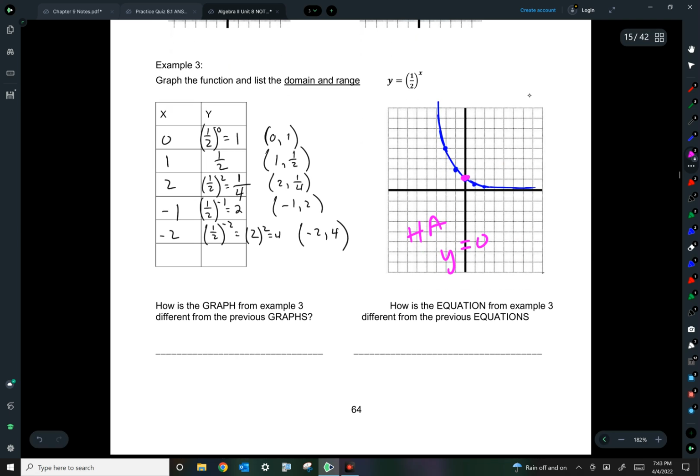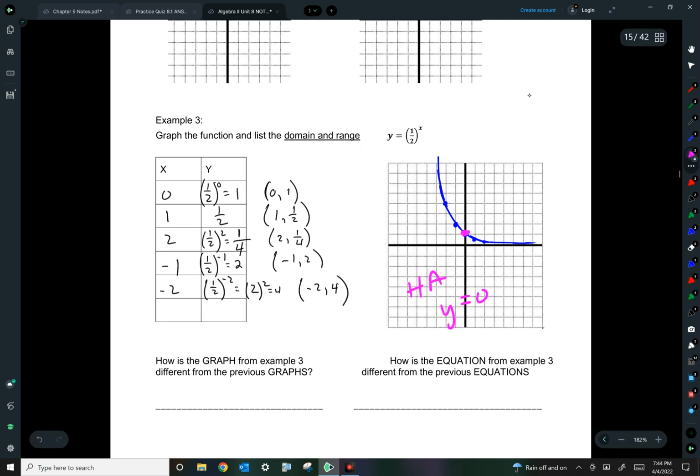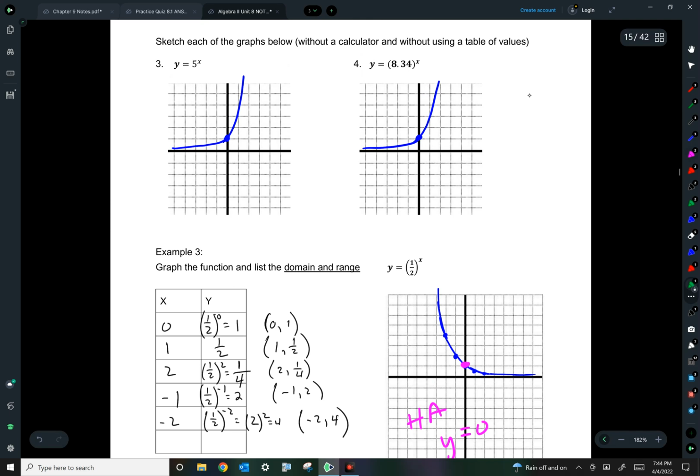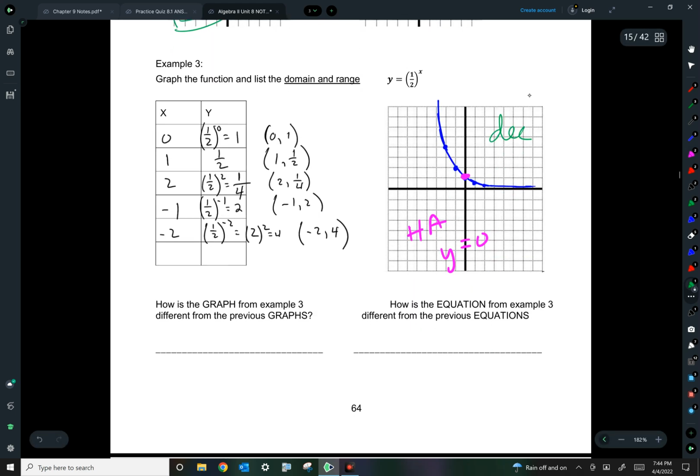Okay, so how is the graph from example 3, meaning the fraction, different from the previous graph? Well, it goes the other direction, right? The way I like to say it, and this may or may not make sense, is that on this one, as you read the graph from left to right, it is increasing. Whereas on this one, as you read the graph from left to right, it is decreasing, right? It's going the other direction. So let's say, I'm going to say goes opposite direction. Does that make sense? If you need to write different words, then do that. Okay, so that's how the graph compares.